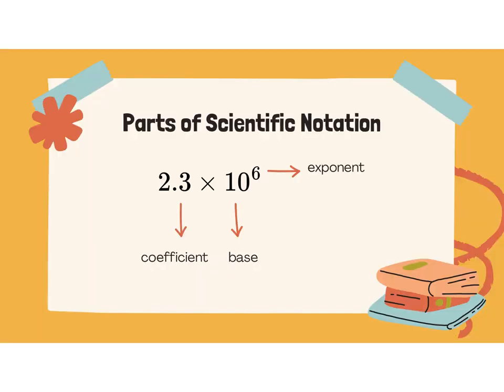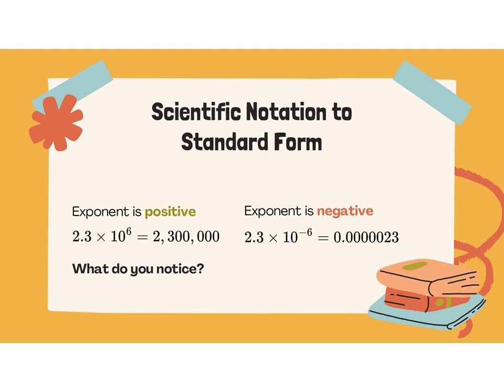So parts of scientific notation: remember this is our coefficient, that first number. The base of our exponent is the 10, and then our exponent is our power. From scientific notation to standard form, if the exponent is positive, what you're going to notice is that you have a large number. If the exponent is negative, you have a tiny number.